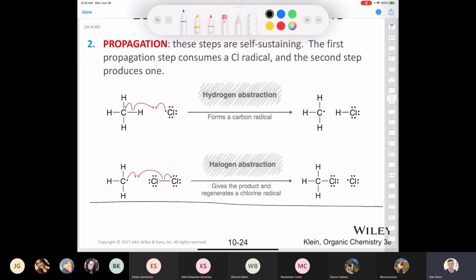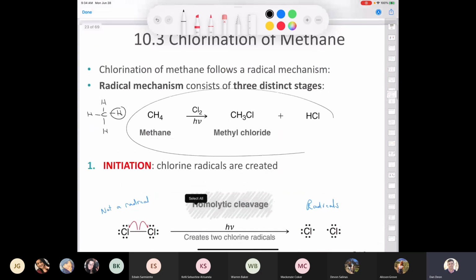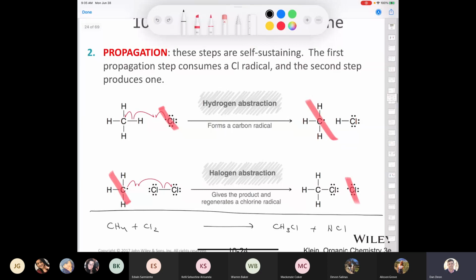So this is essentially a chain reaction, because if you add these two reactions together, what do you get canceling? Take a look. You have the methyl radical canceling on both sides, and you have the chlorine radical canceling on both sides. So overall, you get the actual reaction: methane plus chlorine produces methyl chloride plus HCl. That's the reaction that we have way back here. So the sum of the two propagation steps gives you the overall reaction.